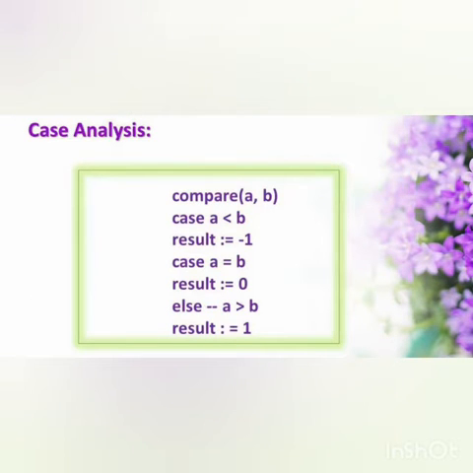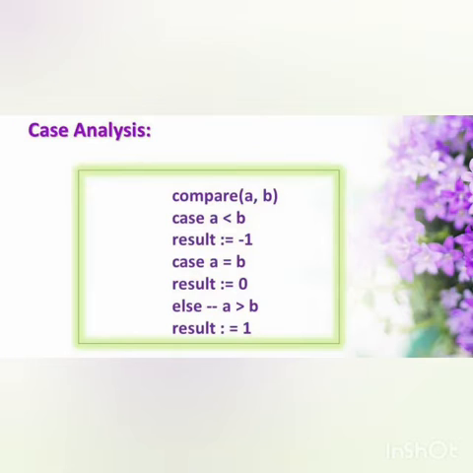Let's see an algorithm now. Compare A, B. Compare is the name of the algorithm and A, B are the 2 input variables. Then case A is less than B. For example, A value is 2 and B value is 4. In the first case, it checks whether A is lesser than B, that is 2 is lesser than 4. The condition is true here. So, in the first case itself, the condition is true. So, -1 will be the result. Then, the remaining cases will be skipped.